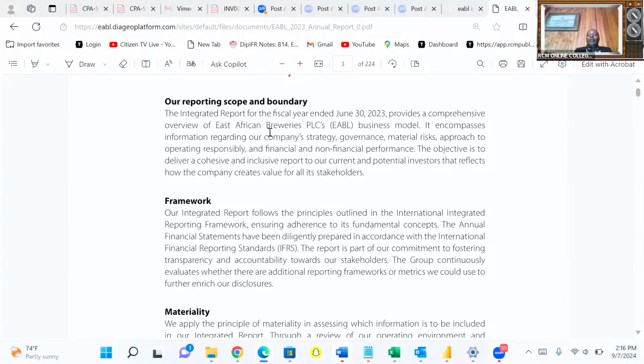The integrated report for the fiscal year ended June 30th, 2023 provides a comprehensive overview of EABL business model. It encompasses information regarding our company's strategy, governance, material risks, approach to operating responsibly, and the financial and non-financial performance.